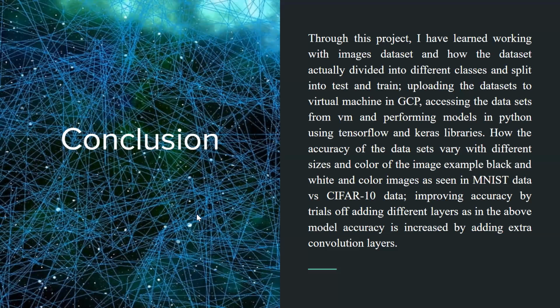Coming to the conclusion, through this project, I have learned working with image datasets and how the dataset is divided into different classes and split into test and train, uploading the datasets to a virtual machine in GCP, accessing the datasets from the VM, and building models in Python using TensorFlow and Keras libraries, and how the accuracy varies with different sizes and colors of the image, like black and white or color images. Also improving accuracy by trials of adding different layers to the model. As in the above model, the accuracy increased by adding extra convolution layers.